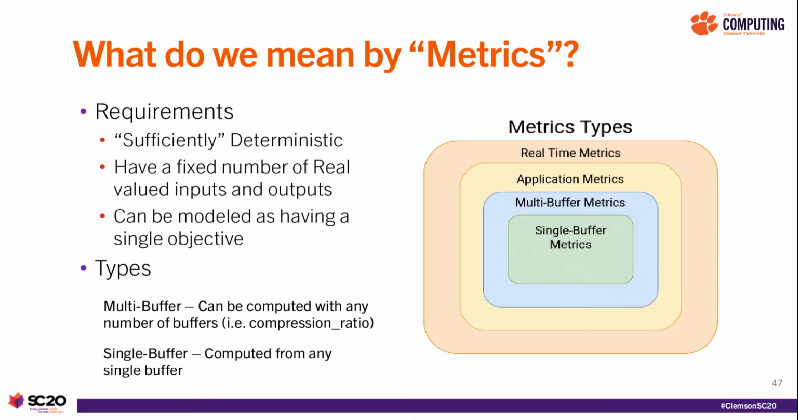Finally, we will consider single buffer metrics. These are metrics that can be computed from any pair of individual buffers. A good example of this would be the image quality metrics, PSNR, or the peak signal to noise ratio, or SSIM, the structural image similarity metric. We will focus our study on these last two categories because, one, they tend to be more deterministic, and two, they don't put specific requirements on how the application metric is structured.